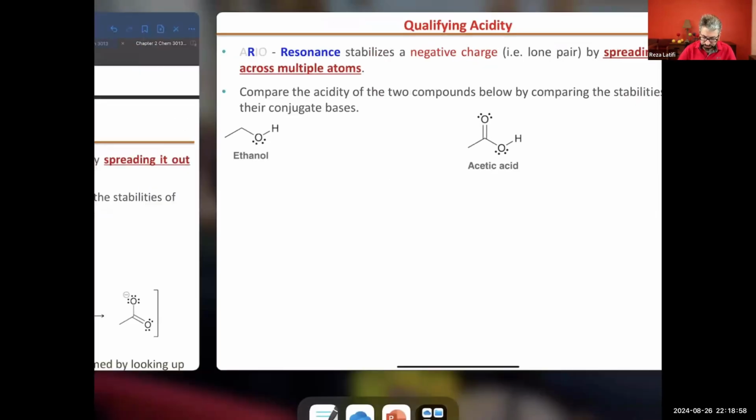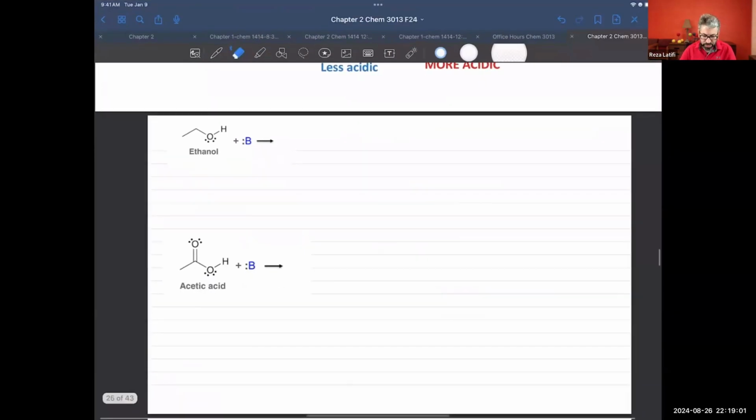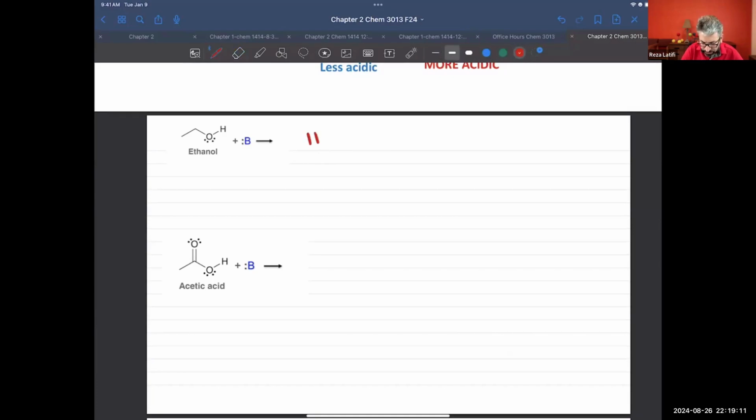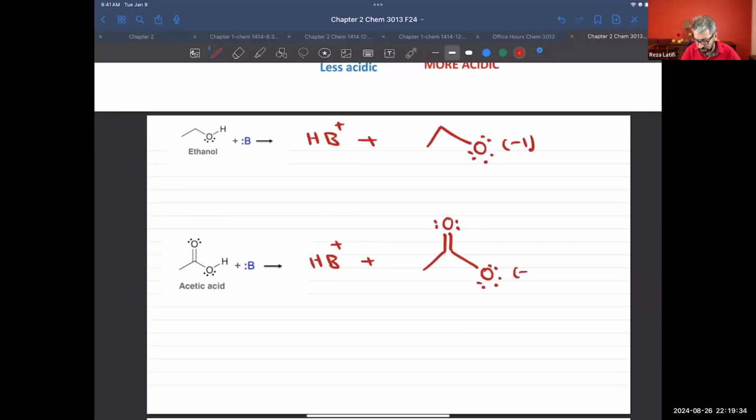Okay, let's take these two. Let's say we have a base reacting with ethanol or with acetic acid. Which one is a stronger acid? The first one is going to give me HB plus, and I get oxygen with 3 lone pairs. Oxygen is -1. How about this? I get HB plus, then I get again oxygen with 3 lone pairs, and this one is -1.